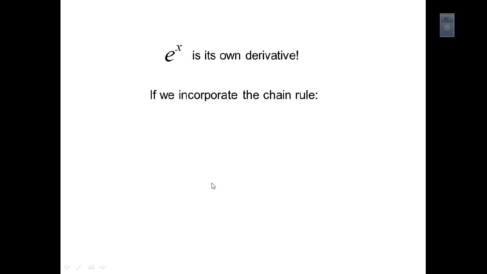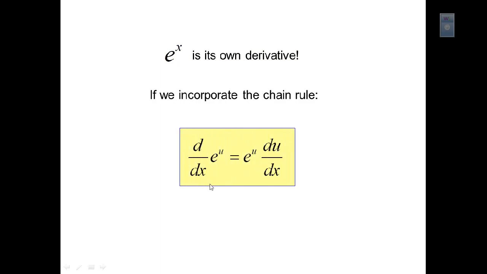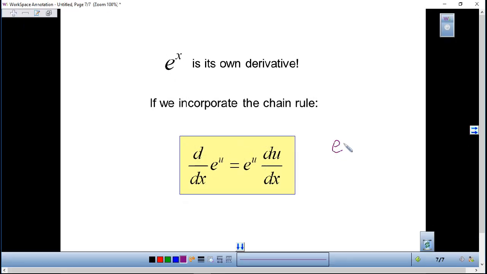That leads us to the chain rule version: the derivative with respect to x of e to the u is equal to e to the u times the derivative of u with respect to x. So, for instance, if we take the derivative of e to the x squared, it's going to start off with e to the x squared, e to the u, and then we multiply by the derivative of whatever the power is. So it's going to be 2x. So we end up with 2x e to the x squared. That would be your derivative.